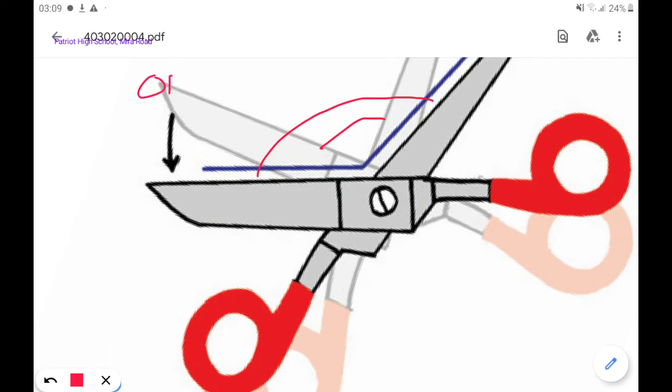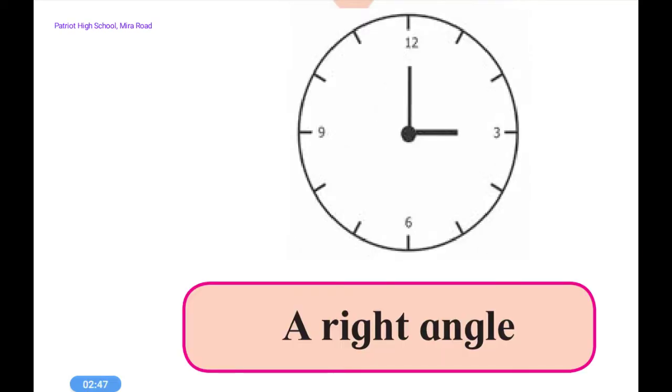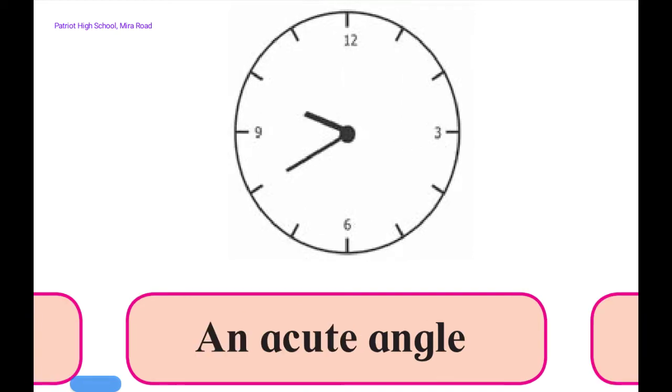Obtuse. This is an obtuse angle. An obtuse angle is bigger than a right angle. This is a right angle. This is an acute angle. This angle formed is less than 90 degrees, less than a right angle, so it is called an acute angle.